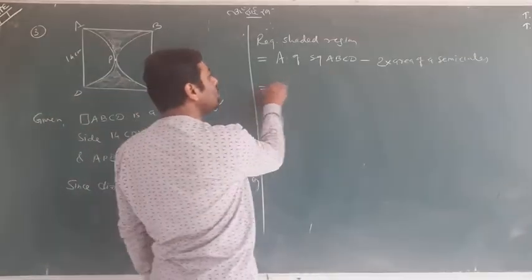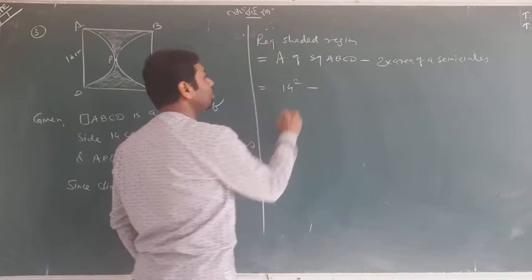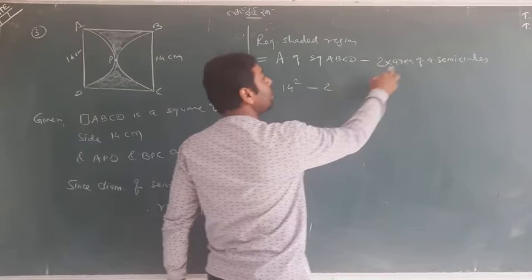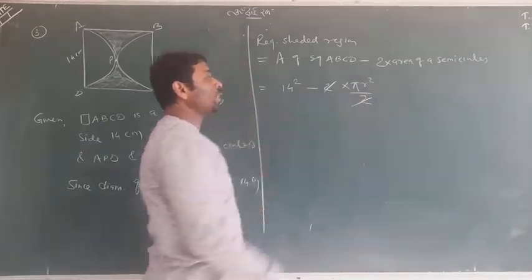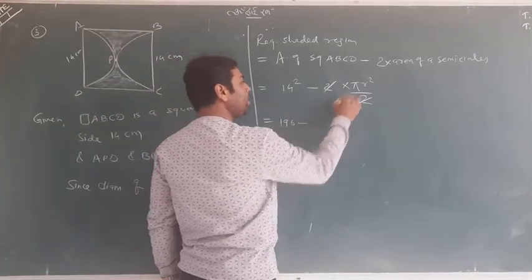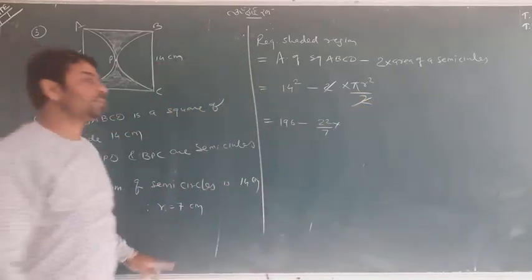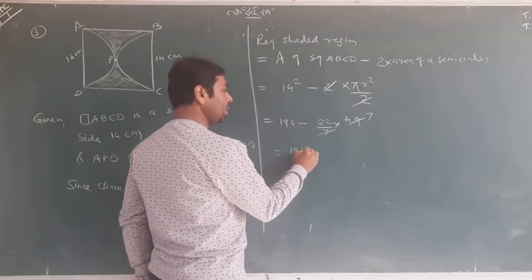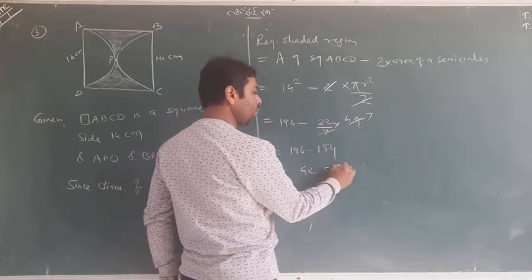So what is the area of square ABCD? Side is 14, so 14 into 14. And 2 into, what is the area of a semicircle? Pi r square upon 2, into 2, the 2 cancels. Now what we have? 14 times 14 is 196, minus pi, meaning 22 by 7, radius is 7, so 7 7s are 49. 7 7s are 49. So 196 minus 154. So one can have the answer 42 square centimeter.